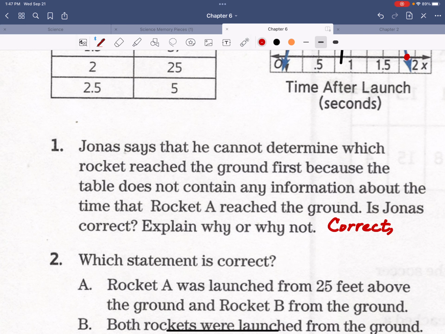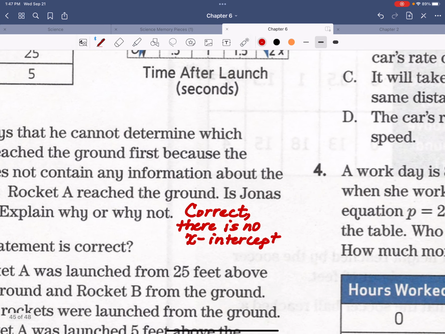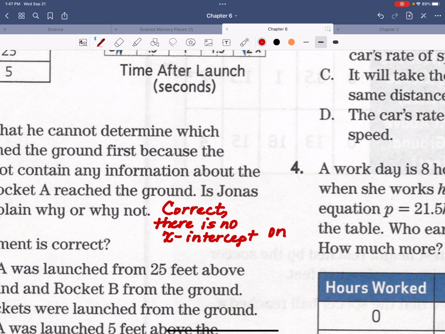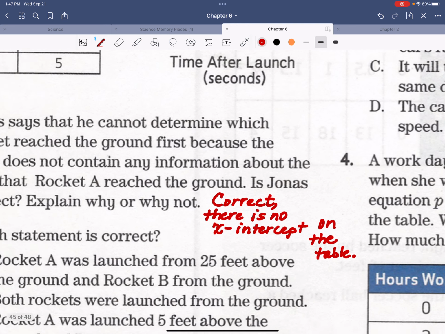And the reason that I would say that is because there is no y-intercept. Excuse me, there is no x-intercept on the table. If they had just told me when y is 0, then we would know when x, that would be ground level when y is 0.